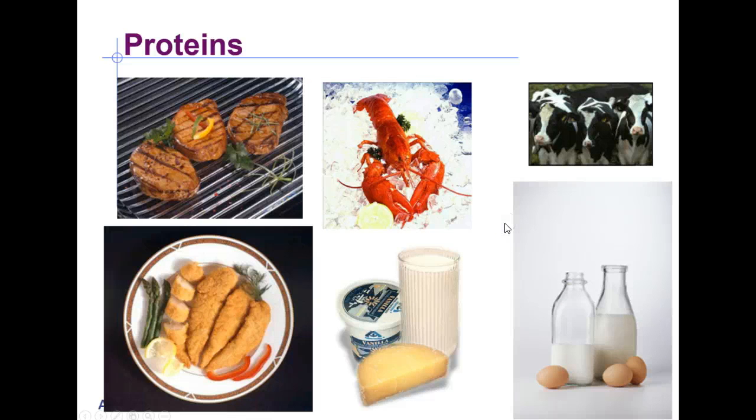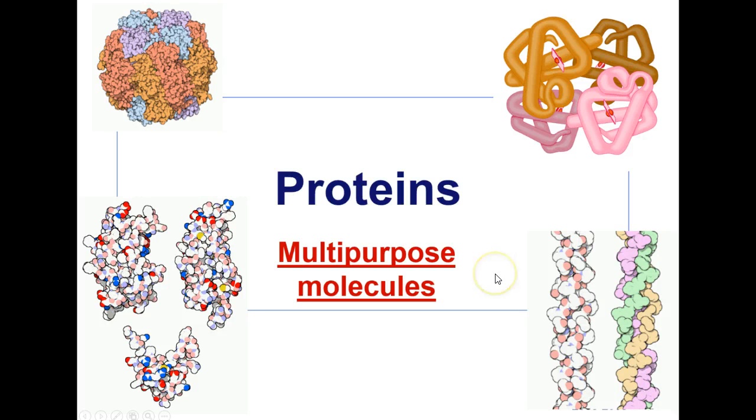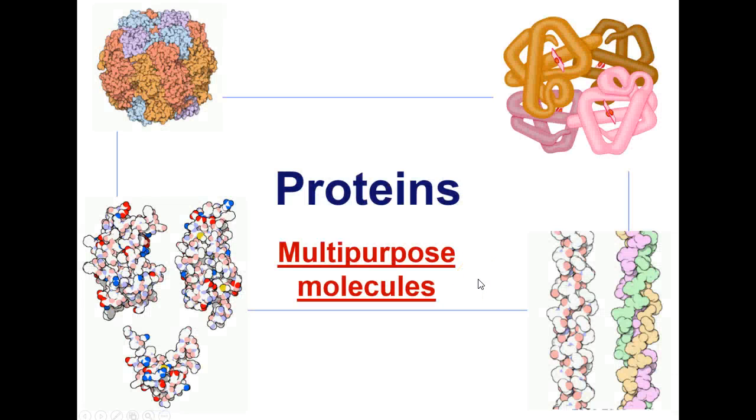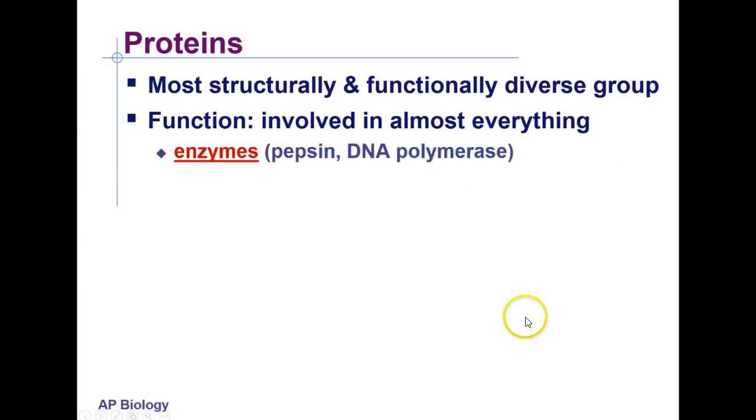Next, our next macromolecule are proteins, another one of my favorites. Look how delicious those are. Think of proteins as your multi-purpose molecules. They build a lot of stuff and have a lot of functions in our body. I also like to think of them as the workhorses of our body, but man, do they have complex structure. It's a very diverse group.